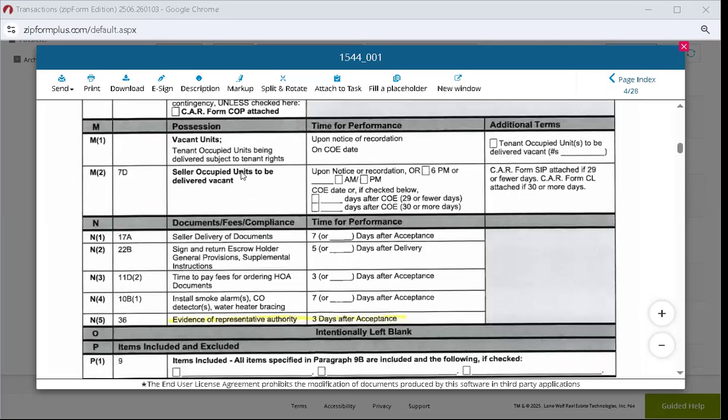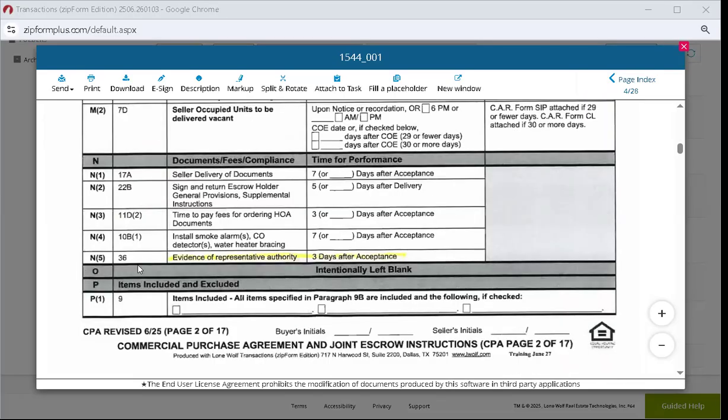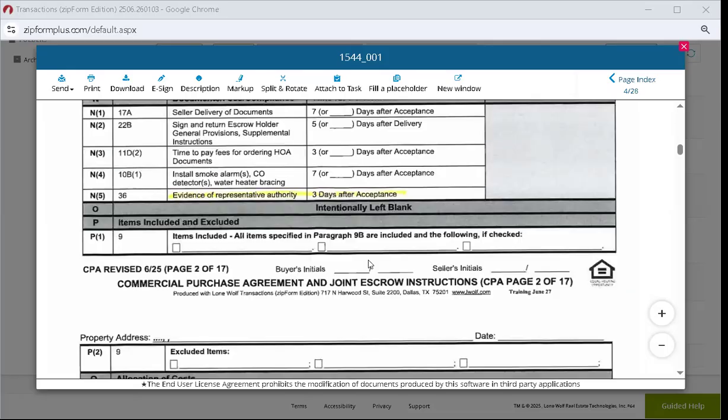Agreement for compensation. So here in N3, the evidence of representative authority is 3 days after acceptance. A lot of times you're going to have that ahead of time, or escrow may ask for that documentation. So they give you 3 days after acceptance, so not to worry if you don't have it. I always think it's good to check ahead of time because you want to make sure that the people executing the contract are duly authorized. You can look on the California Secretary of State website, or you can ask them for the documents. As an agent, we always check ahead of time, though escrow will also do that.